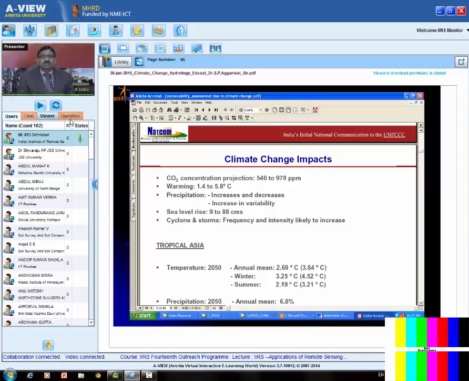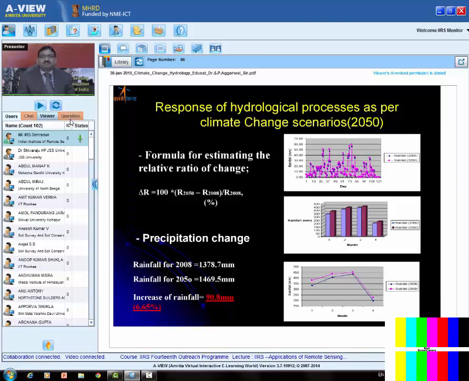Now this is one report, a NATCOM report of IPCC. It says the CO2 concentration projection is 542 to 970 ppm. So warming will take place from 1.4 degrees to 5.8 degrees centigrade in 2050. For tropical Asia, the annual mean change will be around 2.69 degrees centigrade. In winter it will affect more, now 3.25 degrees centigrade. During summer it will be 2.19 degrees centigrade. I force this data in my meteorological forcing file.